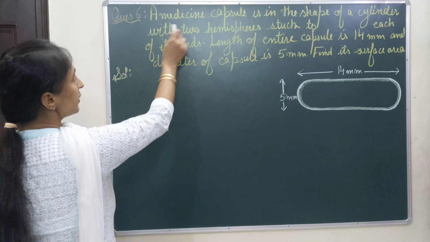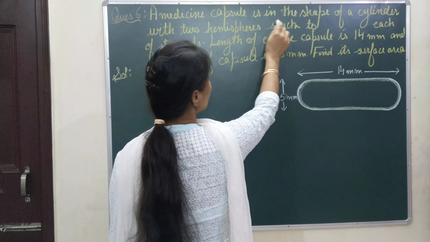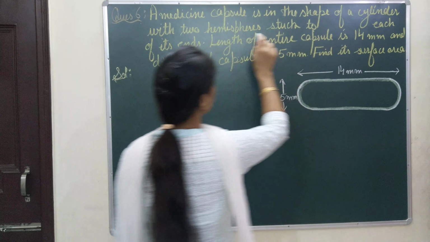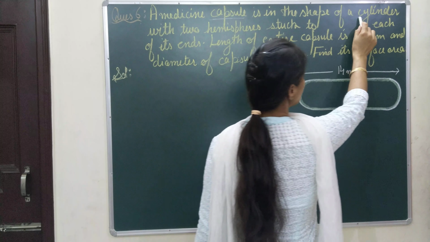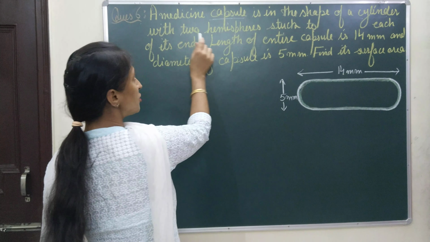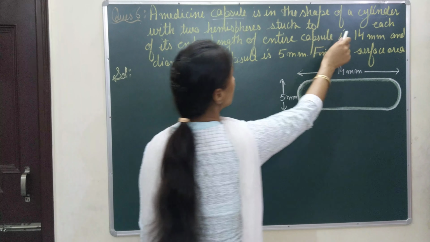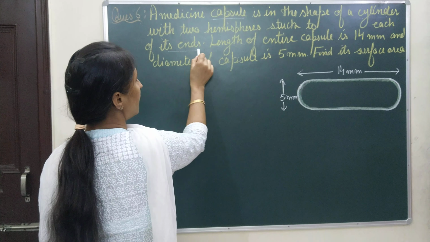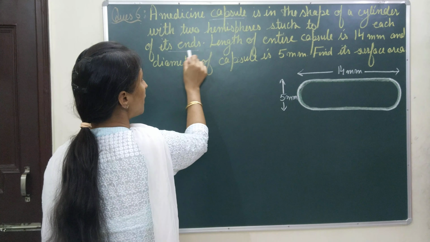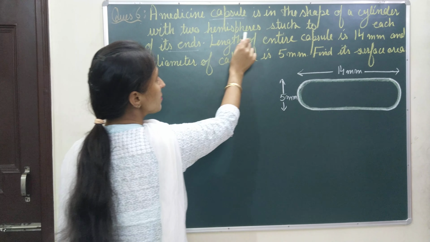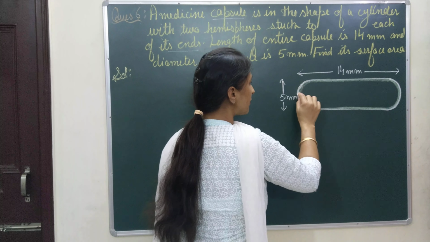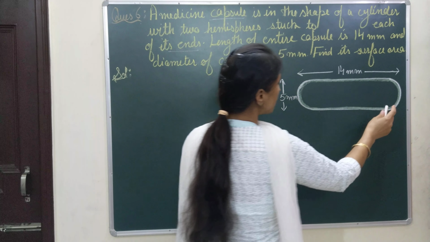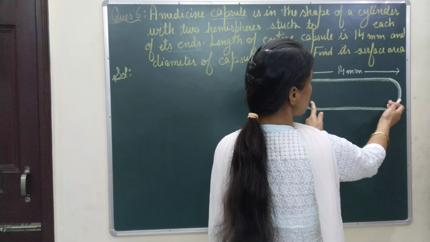Question number 6. A medicine capsule is in the shape of a cylinder. A capsule you must have seen, and those are mostly in the shape of a cylinder with two hemispheres stuck to each of its ends. What is the meaning of this? Two hemispheres are attached to one cylindrical capsule.